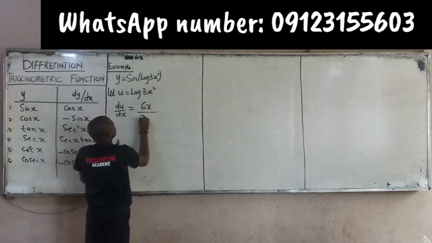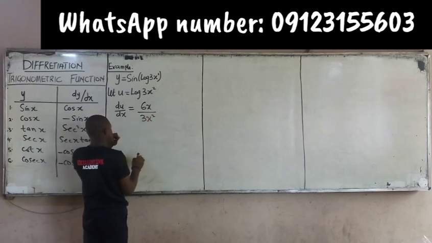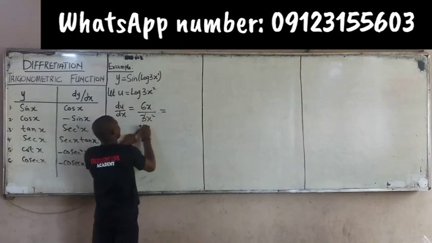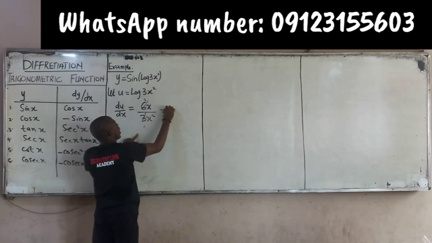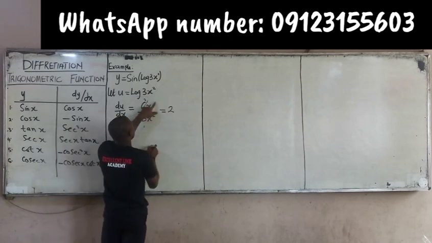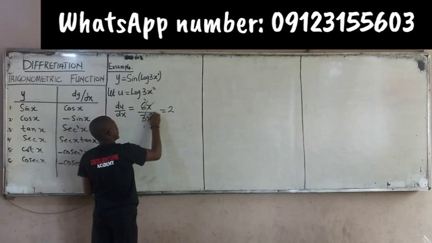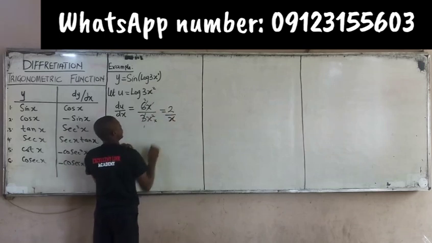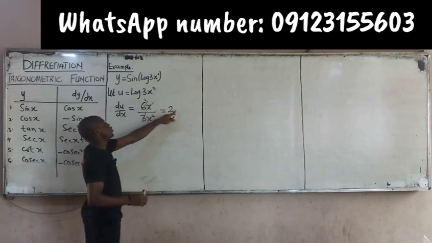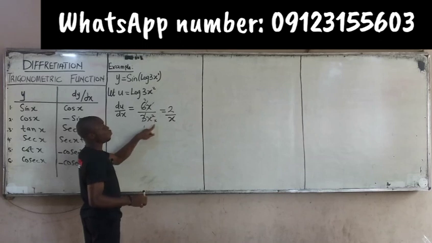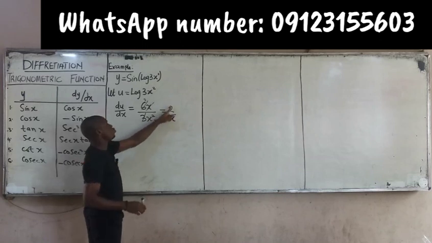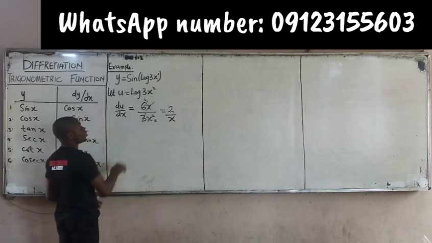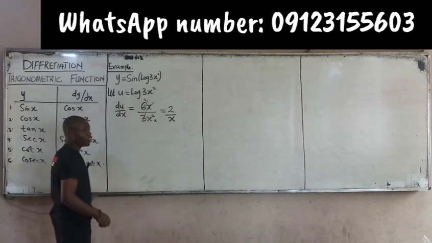6x over 3x squared. Of course, 3 here 1, 3 here 2, I'll have 2. The x cancels out, x here 1, x here 1, I'll have what? One x left down here. So 3 here 1, 3 here 2, is 2 here. x here 1, x here 1, and just 1 x here. Right? So I have 2 over x. So this is like a shortcut of solving logarithmic function of differentiation.